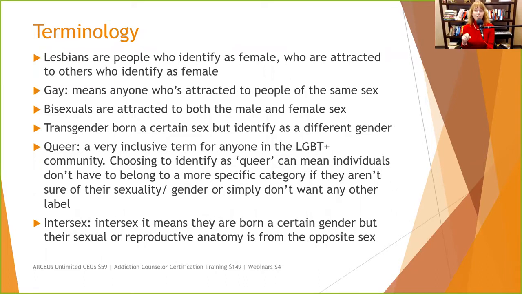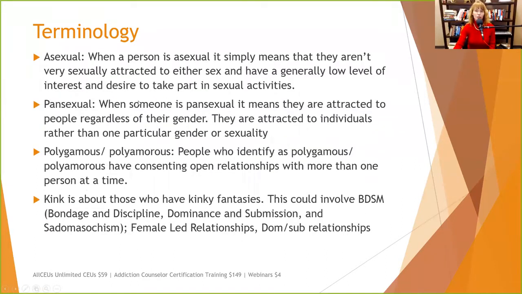Choosing to identify as queer can mean individuals don't have to belong to a more specific category if they're not sure yet of their sexuality or gender, or just simply don't want that label. Intersex means they're born a certain gender, but their sexual or reproductive anatomy is from the opposite sex. Asexual, and that's actually not even recognized in the acronym right now.